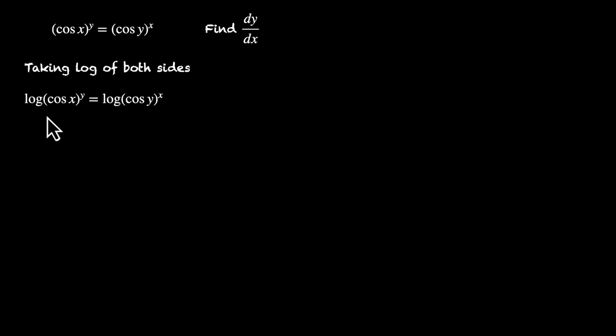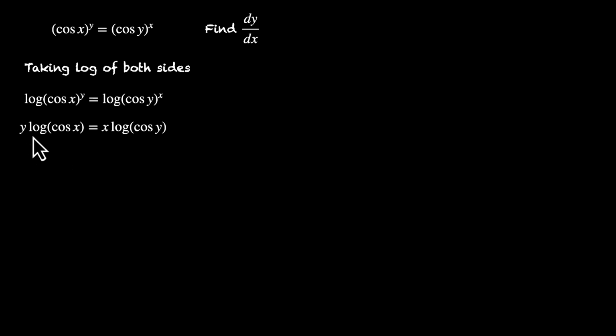Step 1 is always to get rid of the powers. So let's take log on both sides. Log of cos of x to the power of y equals log of cos of y to the power of x. Here y can come down and here x can come down. We have y log of cos of x equals x log of cos of y. Now we can differentiate both sides.